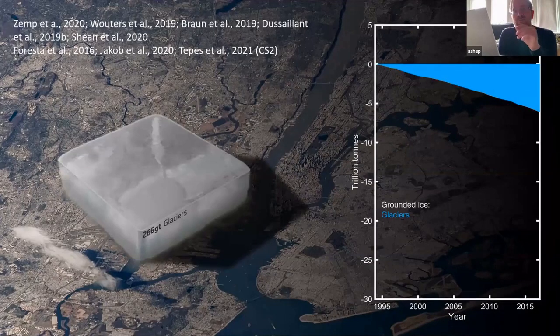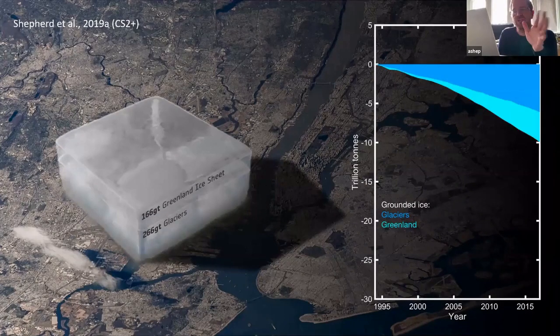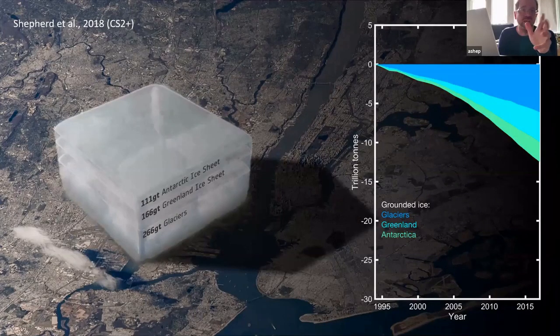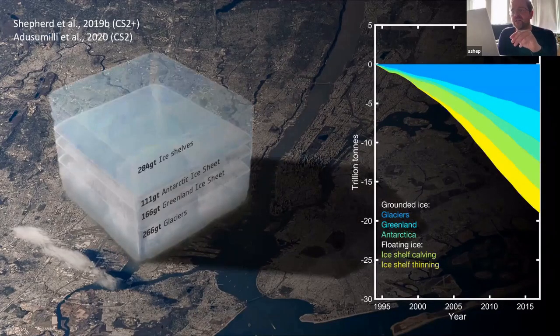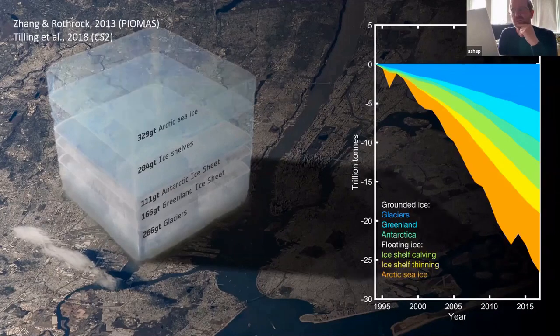So if you look at mountain glaciers, this is the time variation in the amount of ice stored in mountain glaciers, thanks to CryoSat and some other observations as well. They've lost 266 gigatons, billion tons of ice per year over the past 25 years or so. The Greenland ice sheet has lost 166 billion tons of ice. Antarctica has lost 111 billion tons of ice. And the floating ice shelves around Antarctica have lost 284 billion tons of ice, either through melting at their base or breakup. We've seen some examples of that earlier on.